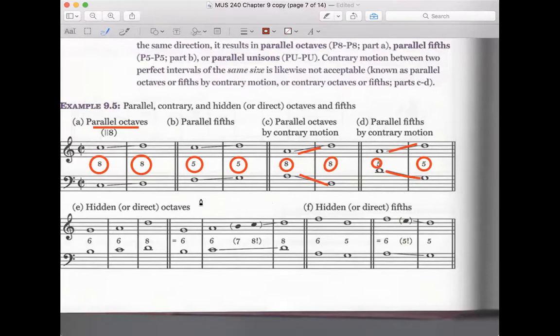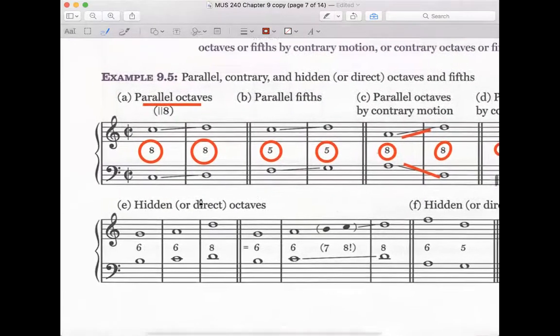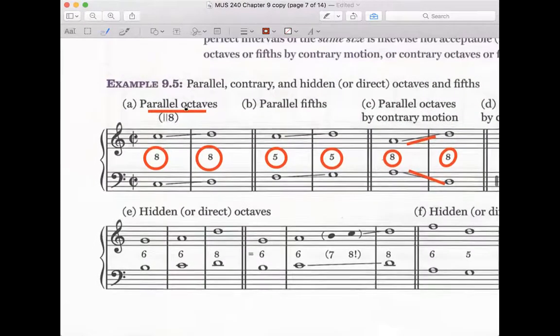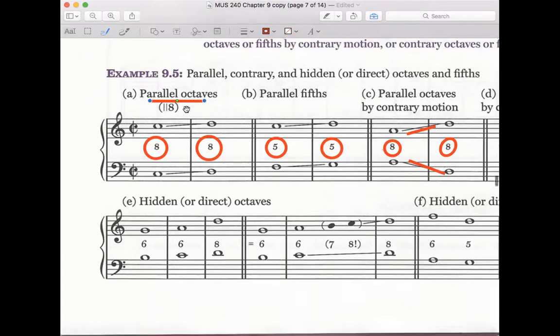It gets even more complex because these are easy to spot. Parallel octaves, parallel fifths, those are easy to see. There are two back-to-back octaves or two back-to-back fifths. I can spot those easily and I can fix them. I'm going to change one of those notes so I don't do that.